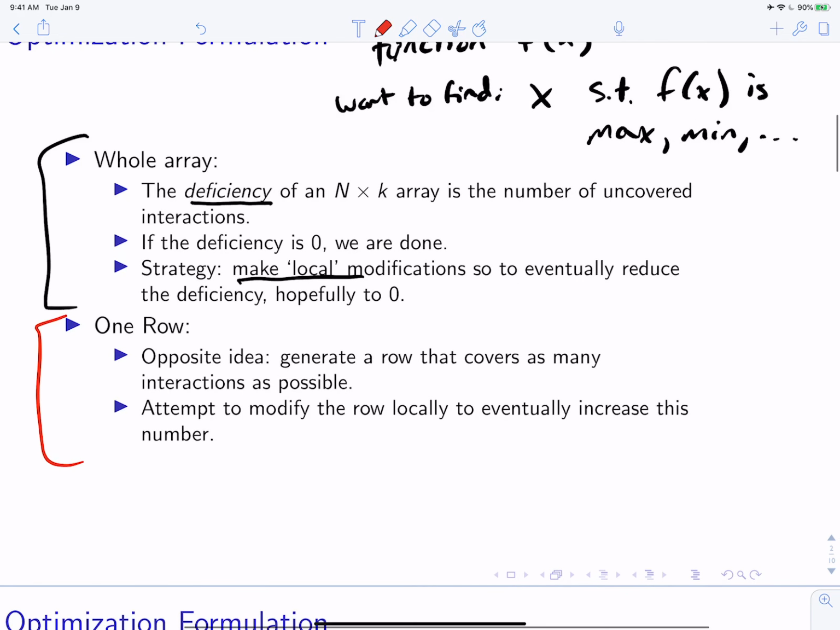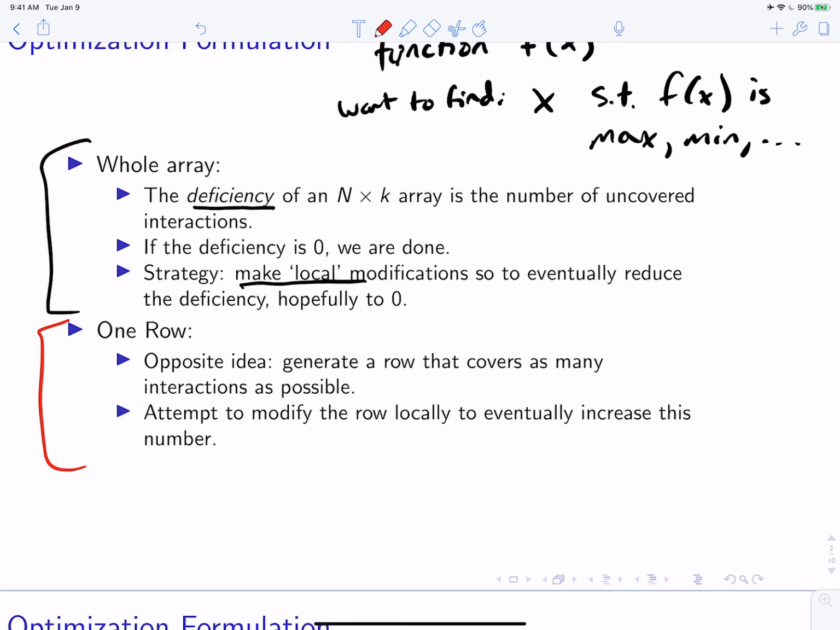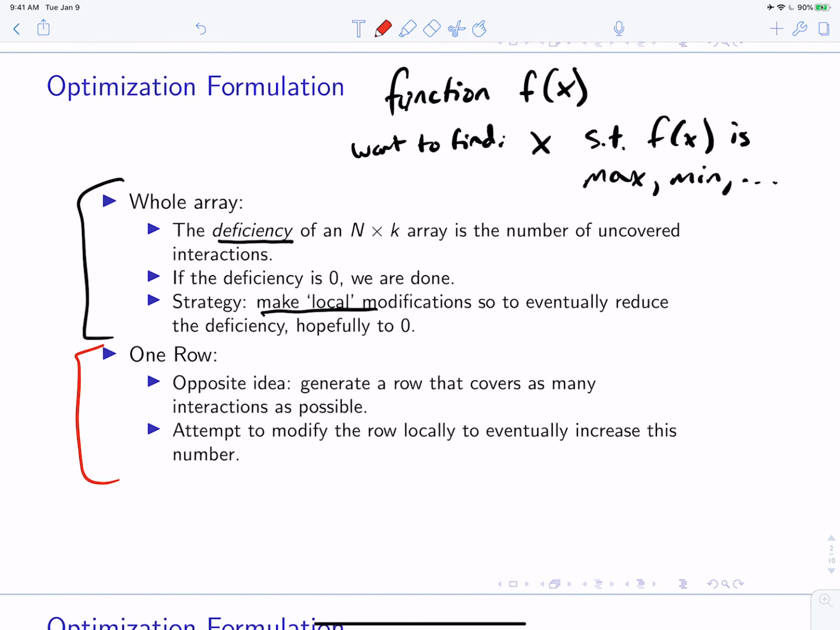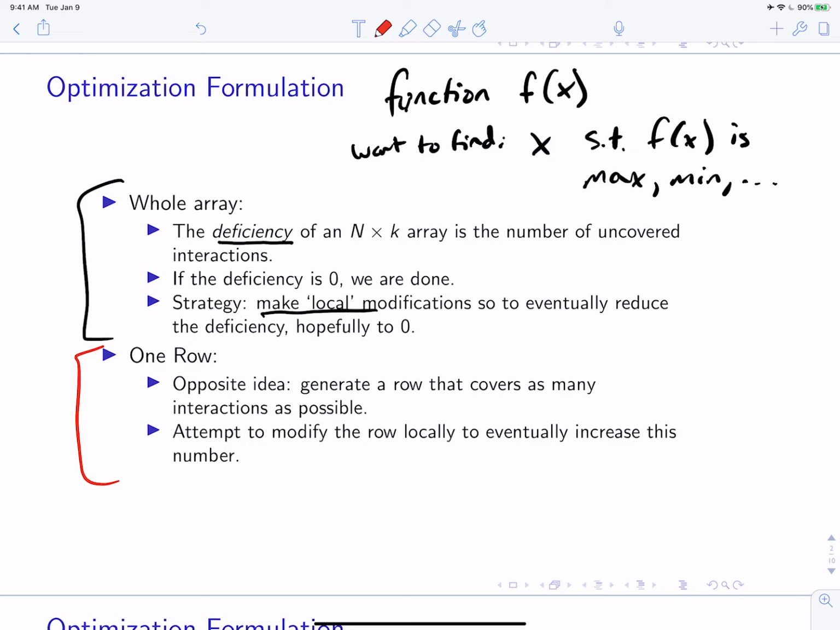Yeah, so there are two different methods. I've actually tried both of them. One row is significantly better for some parameters, and it really depends on the algorithm that you pick, than the whole array one. The whole array is much easier to code, but the one row is usually better in terms of performance. So it's just something to keep in mind. Any questions on this?